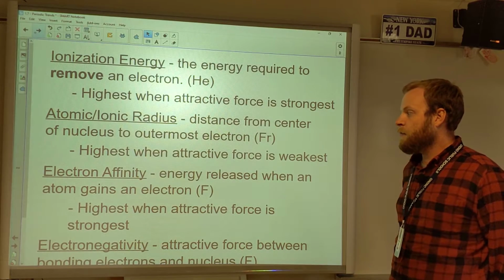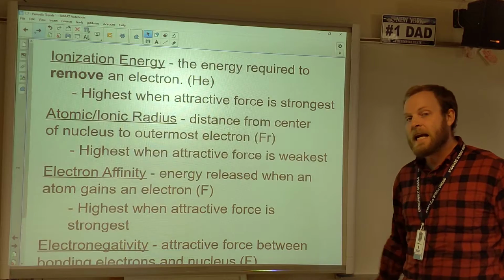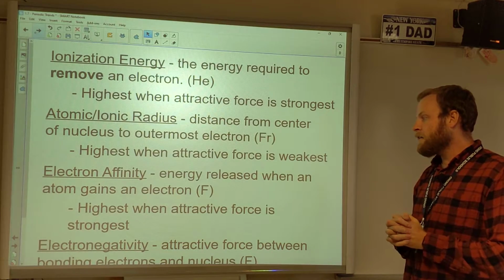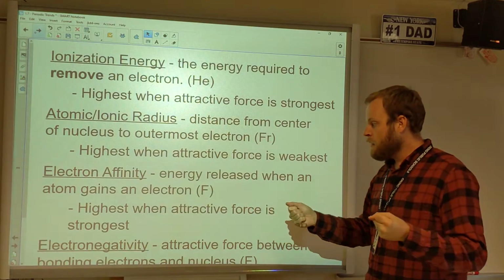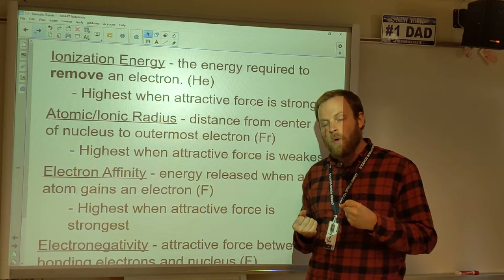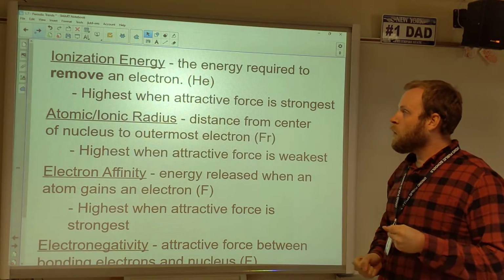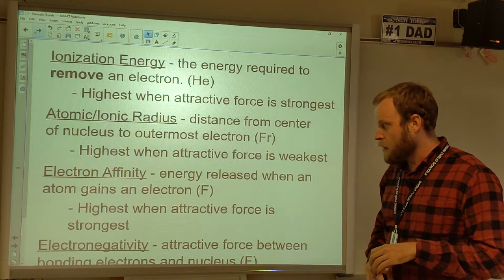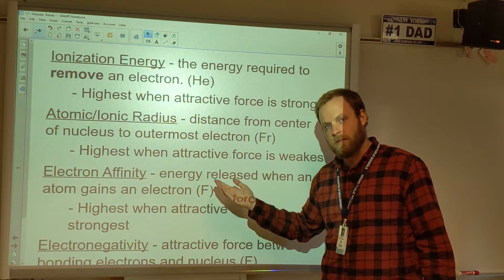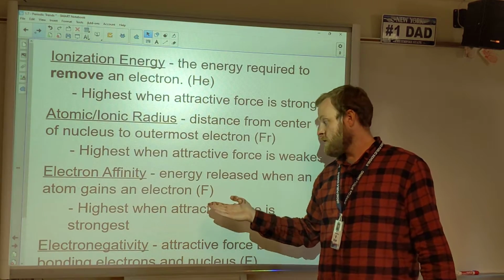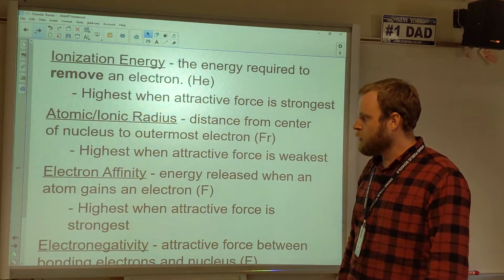The third one, electron affinity. This is the energy released when an atom gains an electron. So we're gaining an electron. This is going to be the highest when the attractive force is the strongest. If I'm gaining an electron, that energy is released more if that attractive force is stronger. So again, we're going to go to the upper right-hand corner, but noble gases can't gain electrons because they already have full octets. So fluorine is going to be the highest. We're not going to worry about noble gases.